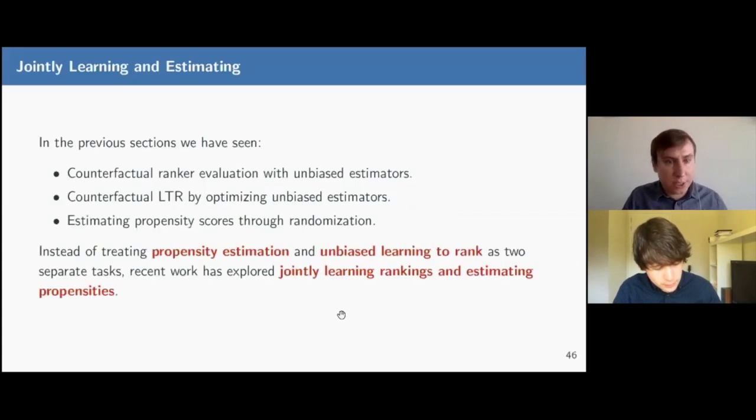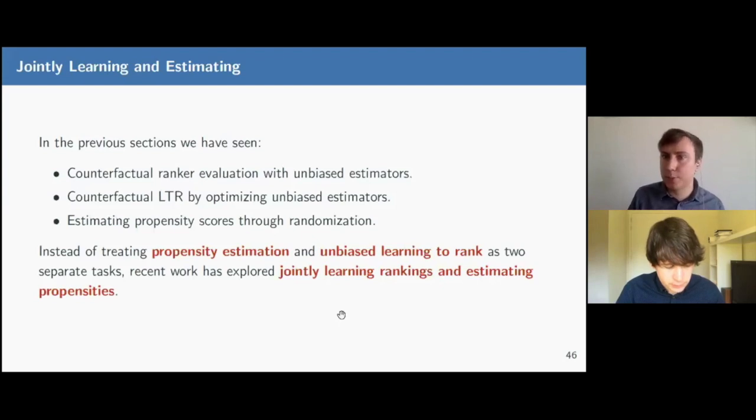And so what we have seen, right? Counterfactual evaluation with unbiased estimators, counterfactual learning to rank by optimizing these unbiased estimators, and then estimating these propensity scores that you need for these approaches through either randomization or intervention harvesting. And so far, we have really treated these things as two separate tasks, two separate problems that need to be solved, learning and estimation of position bias. But recent work has explored what if we do that together in one single model.